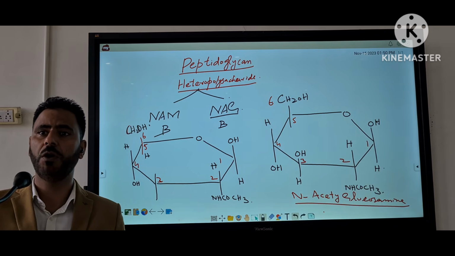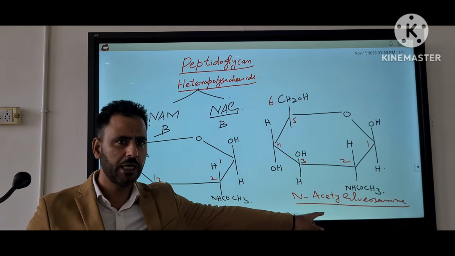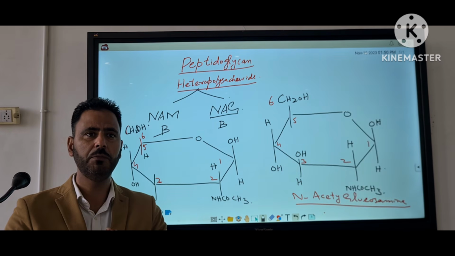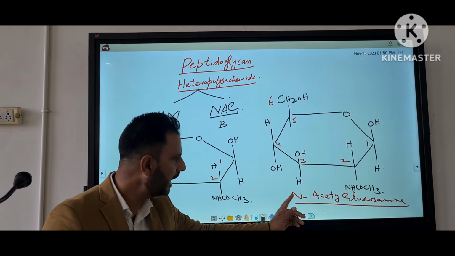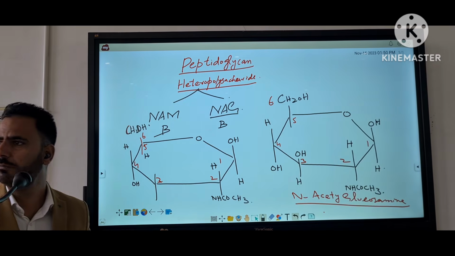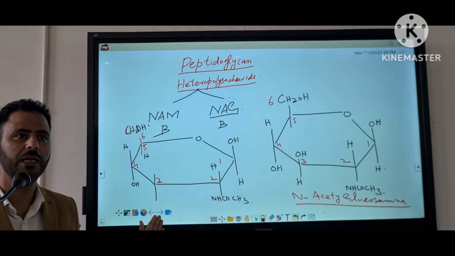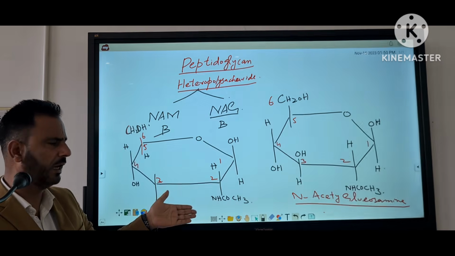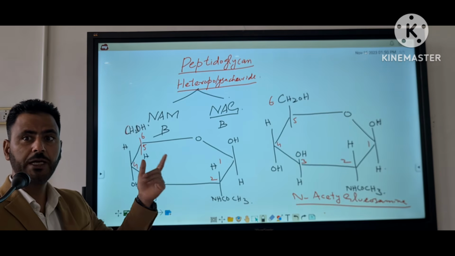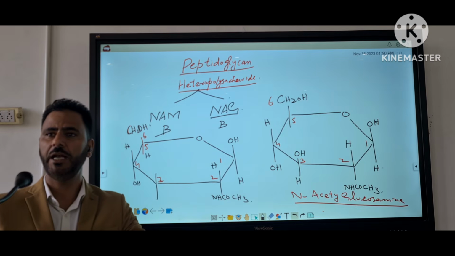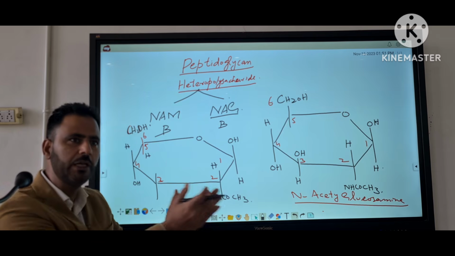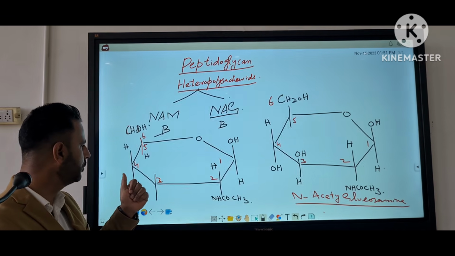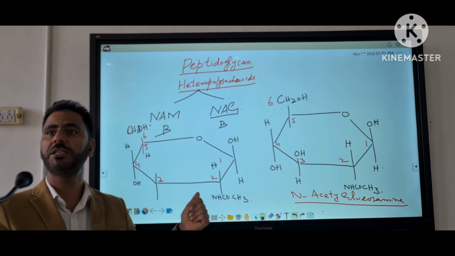Now, at position number 2, N-acetylmuramic acid is formed from N-acetyl glucosamine plus lactic acid. When we combine lactic acid with N-acetyl glucosamine, we form N-acetylmuramic acid. Now see, the structure of glucosamine is the same as we are trying to make for muramic acid. But at position number 3, we are adding a lactate group to it. The only difference between the two is that in case of NAM, at position number 3, we will be adding a lactate group to it.